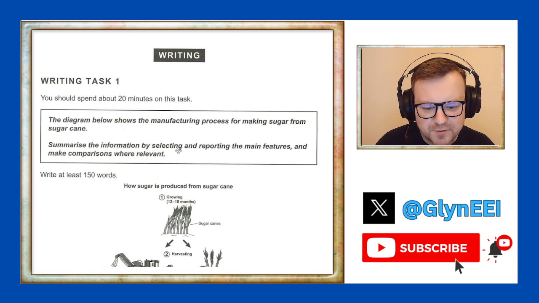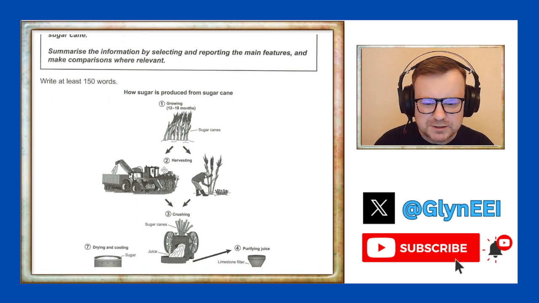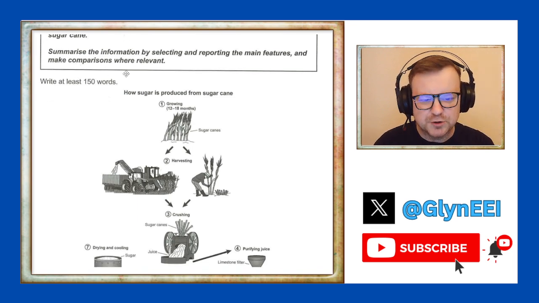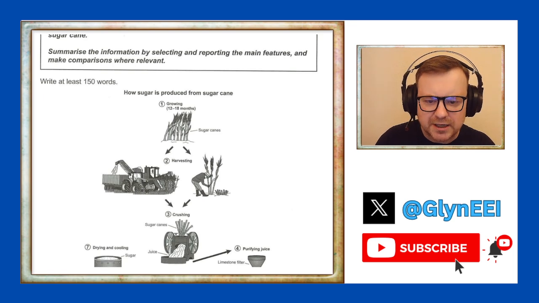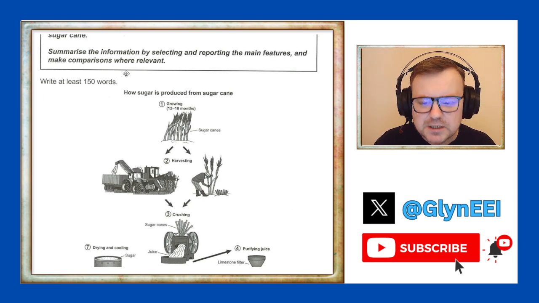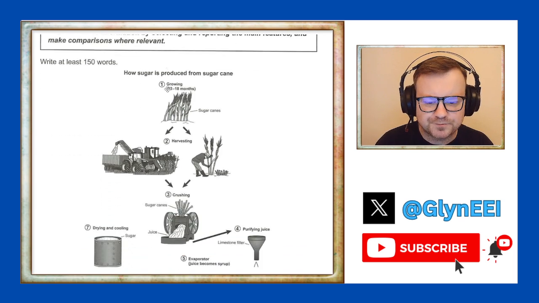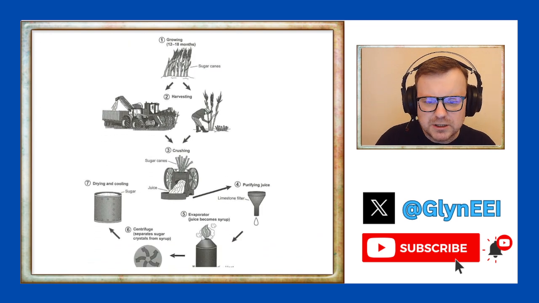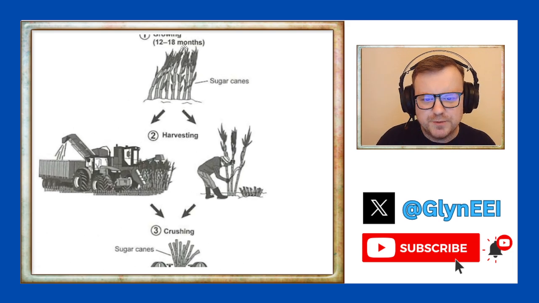As always, summarize the information by selecting and reporting the main features and make comparisons where relevant. Now, I don't think any comparisons will be relevant here. Maybe possibly just one, but really not important. That's written for all of these IELTS Task 1 academic writing tasks. But okay, let's take a moment. Write at least 150 words, always important to keep that in mind, and you should spend about 20 minutes on this task. So we really want to spend a bit of time really getting to know this process, really understanding what's going on here. So I'll zoom in a little bit closer.